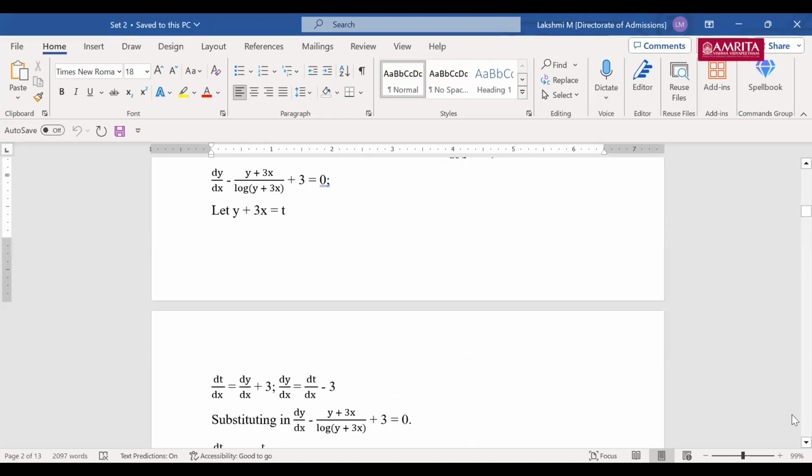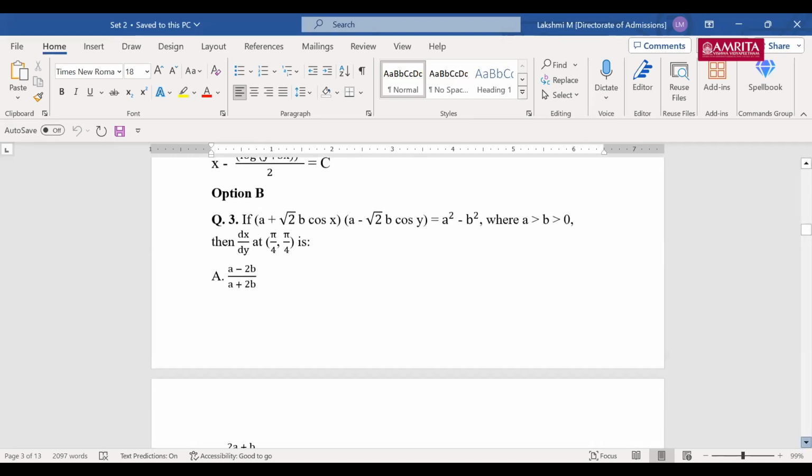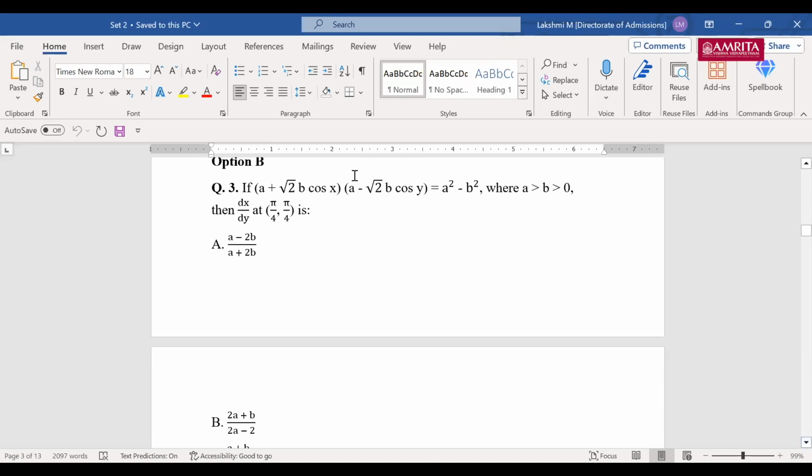Yes. Moving on. Now we'll discuss the next question. This is a very simple question. I want all of you to give me the answer for this. If a plus root 2b cos x multiplied by a minus root 2b cos y is equal to a square minus b square, given ab is greater than 0, dy by dx at pi by 4, pi by 4. You have the interval given. Sorry, it's dx by dy. Dx by dy at pi by 4, pi by 4.